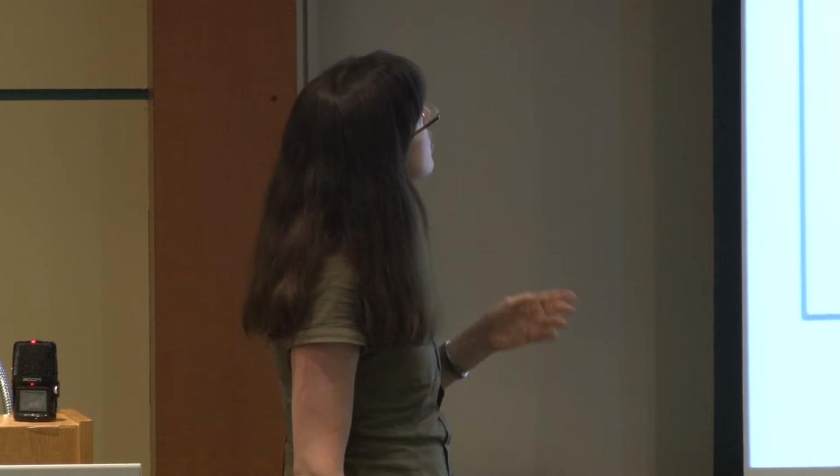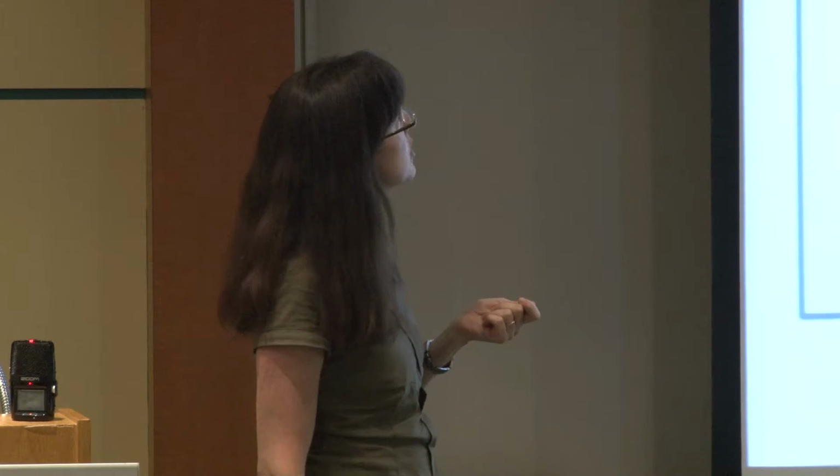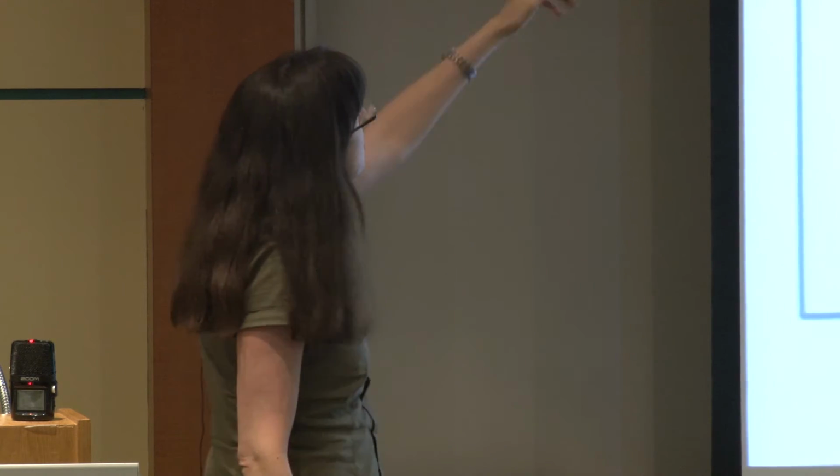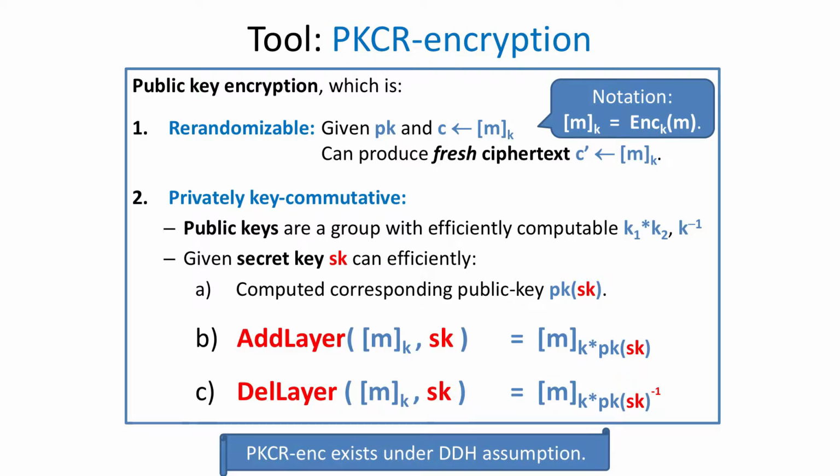So just before the protocol, I want to highlight the main tool that we use. Basically, everything I say here is just ElGamal. I just want to highlight the properties of ElGamal that we're going to need. One property: we need public key encryption. We need it to be re-randomizable. So if you have a ciphertext, the public key can generate a fresh ciphertext for the same message.